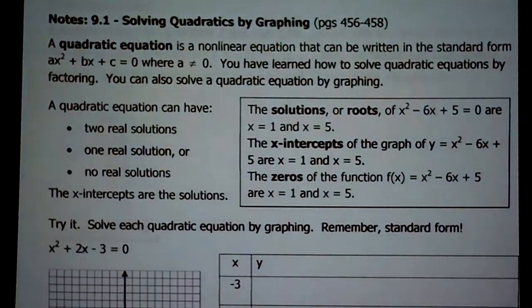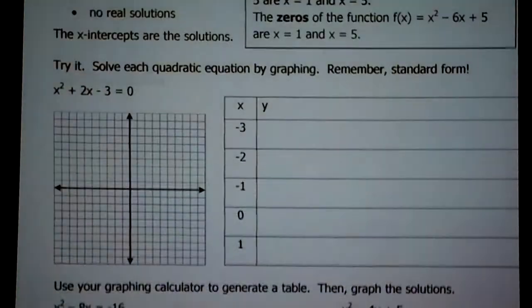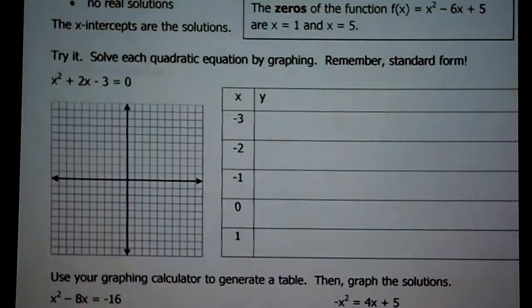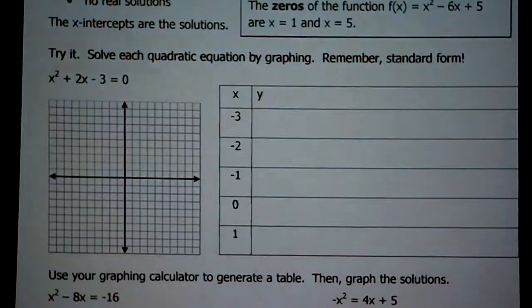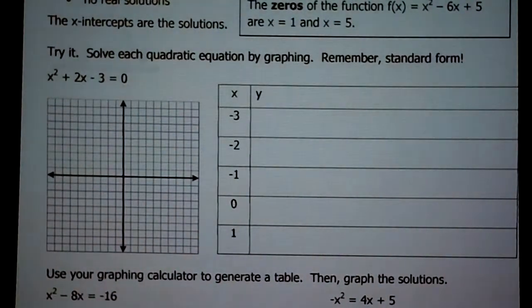So let's do it. I'm going to show you how to do this the long way first, and then we'll shortcut it with the calculator. So if you don't have your calculator, you're definitely going to want to have your calculator today. So hit pause, go get it.